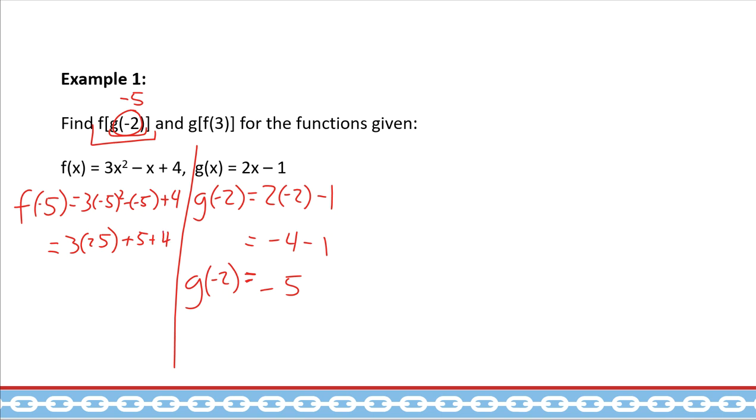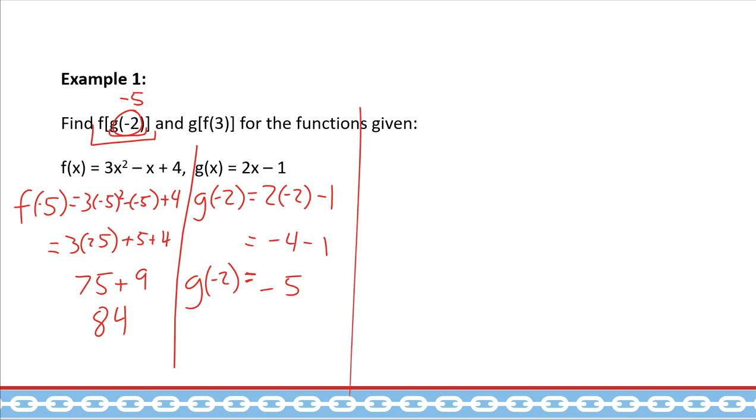So 3 times 25 is 75, plus 5 plus 4, so plus 9. And that's going to give me an answer then of 84. You could solve these out in Desmos as well, plugging these in. Sometimes it's easier just to plug and chug on paper.